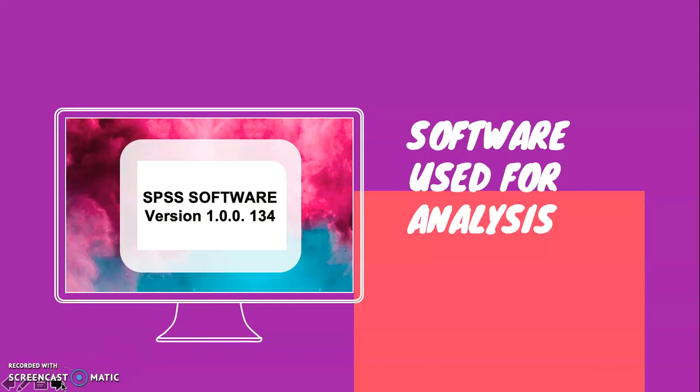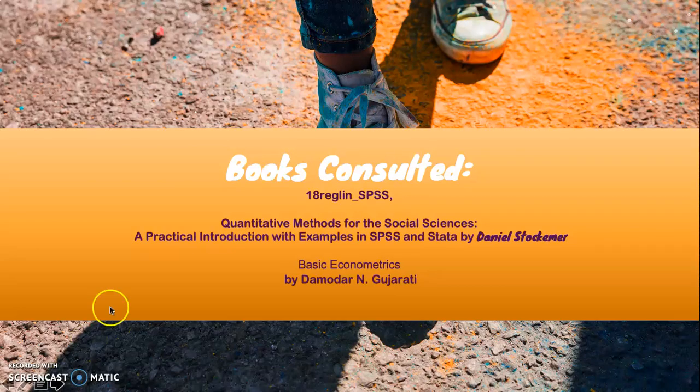Now, I've come to the end of this video presentation. There's going to be another video on assumptions of OLS. The books that you can study to understand further the idea of linear regression analysis is Basic Econometrics by Gujarati. For correlation, you can study a book written by Daniel Stockinger titled Quantitative Methods for the Social Sciences.